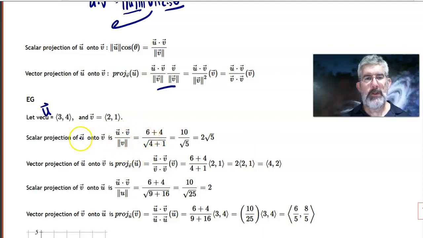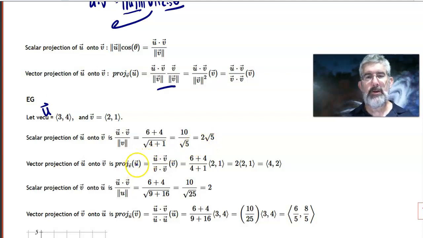So the dot product is 3 times 2 is 6, 4 times 1 is 4, add those together, and the length of v on the bottom is 2 squared plus 1 squared under the square root. So we got 10 over the square root of 5, which is 2 root 5. Now, that's just the length that I need.